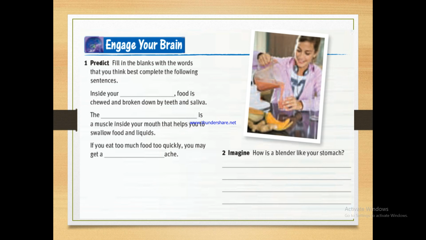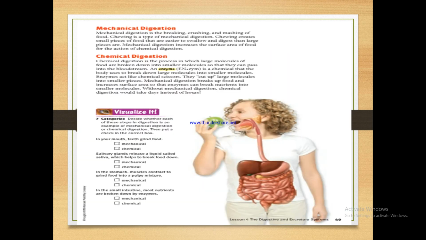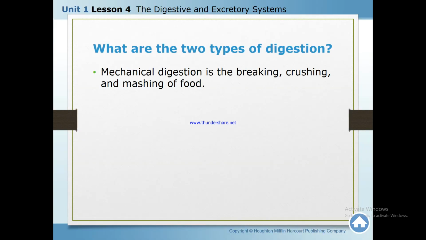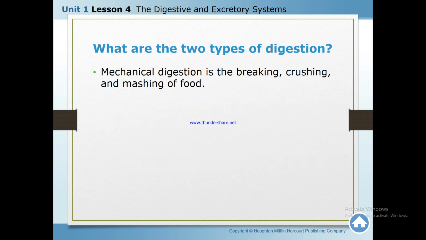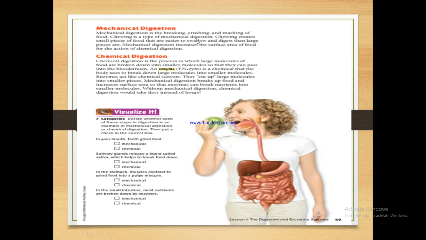Now, next you have two types of digestion: mechanical digestion and chemical digestion. Now let me explain here what is mechanical and what is chemical.